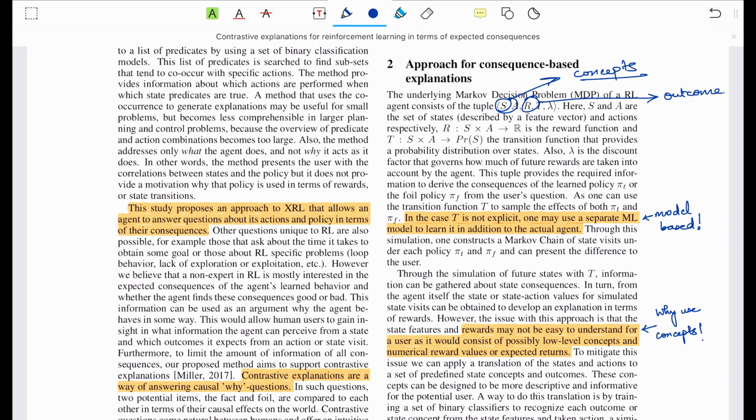A thing to note here is that this paper requires that there must be a transition function available to us, which they state here. If it's not available, let's suppose my RL system that I had used is not model based, then this paper requires us to learn, that is to approximate a transition function. That's the first point. Now we'll look into what these concepts that we talked about are and what these outcomes are.